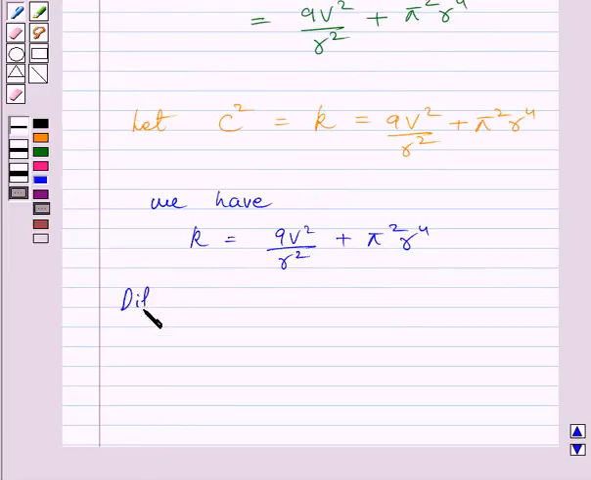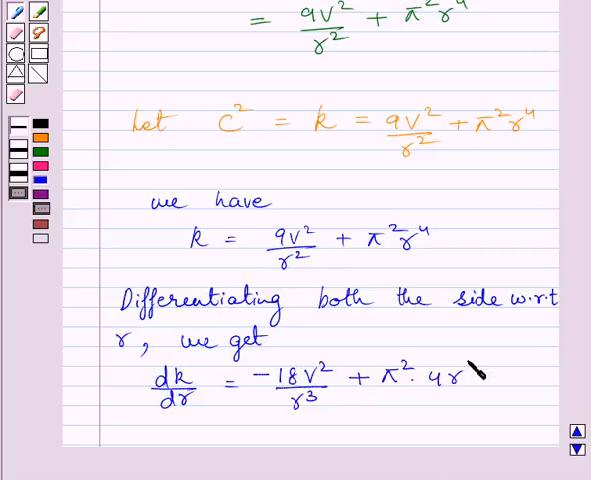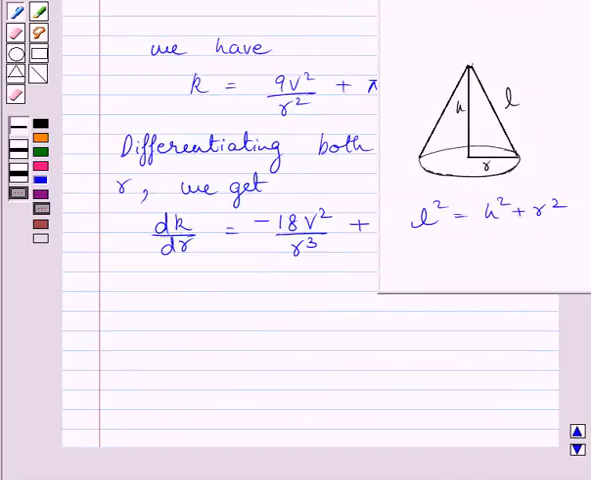Now, differentiating both the sides with respect to R, we get dK upon dR is equal to minus 18 V square upon R cube plus pi square multiplied by 4 R cube. Now we are given in the question that this cone has least curved surface. Now we will find the value of h in terms of radius r at which this cone has least curved surface area.